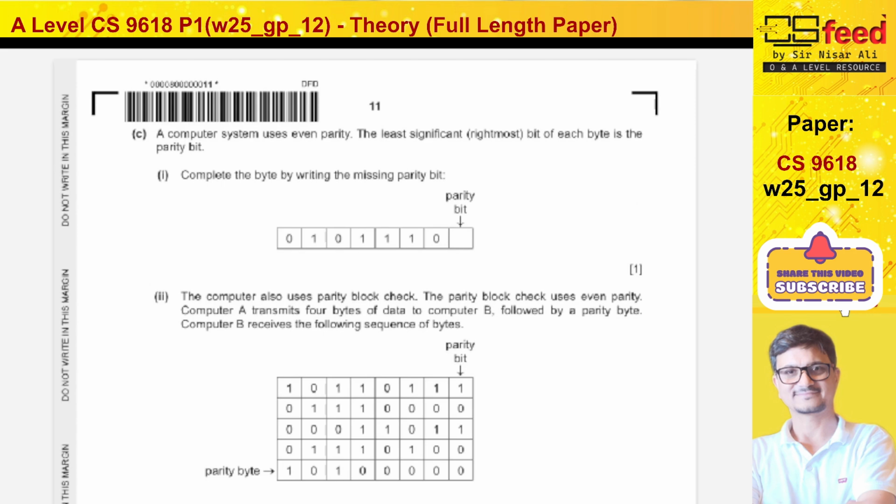The C part is to complete the table. It is using the even parity. So 1, 2, 3, 4. Because it is following the even parity, the number of ones is 4, which is even. So there is nothing that needs to be placed in this rightmost bit, so we'll put 0 in here.